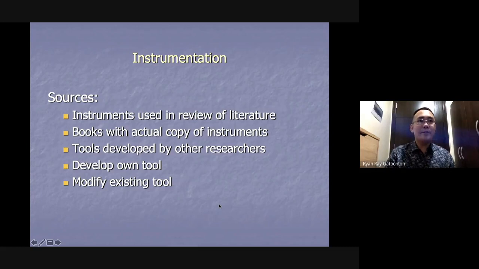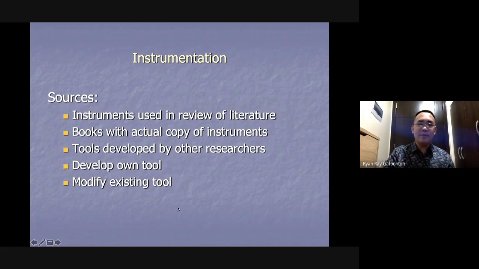So we're done with the different threats to internal and external validity. We now go to identifying the type of instrument that we use for our research. Now, instrumentation can come from different sources. It can come from your review of literature. It can come from books or journals, with an actual copy of the instrument that you will use. It can be a tool developed by other researchers, or if you can't find one, you develop your own tool, or even modify an existing tool.